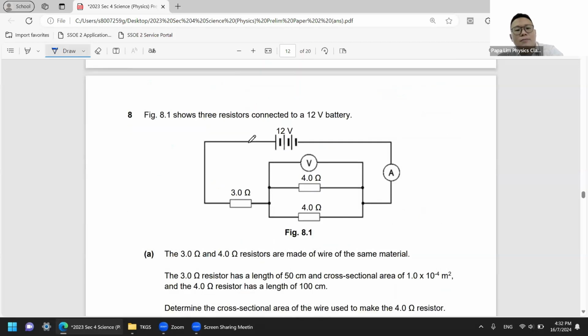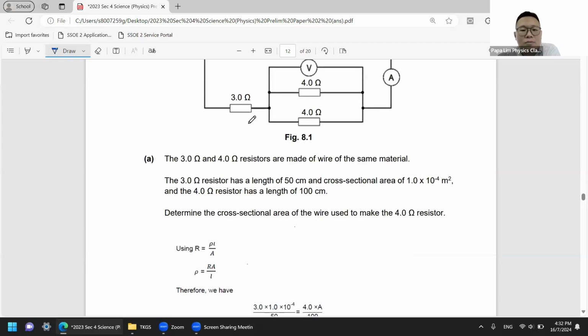Question 8, circuit. Look at 3 resistors, arranged with 2 in parallel and 1 in series with them. For the first question, part A, you are to identify the cross-sectional area of the wire used.